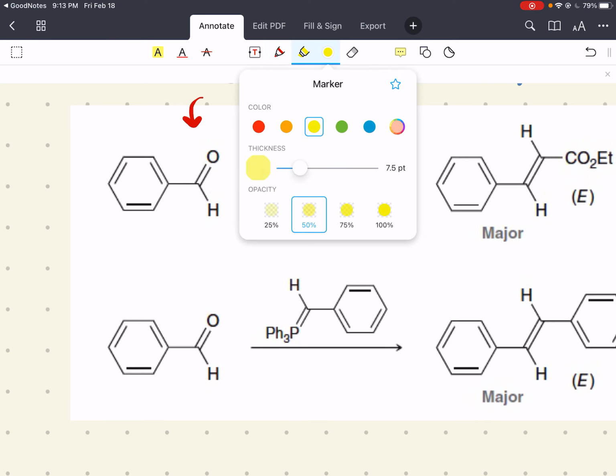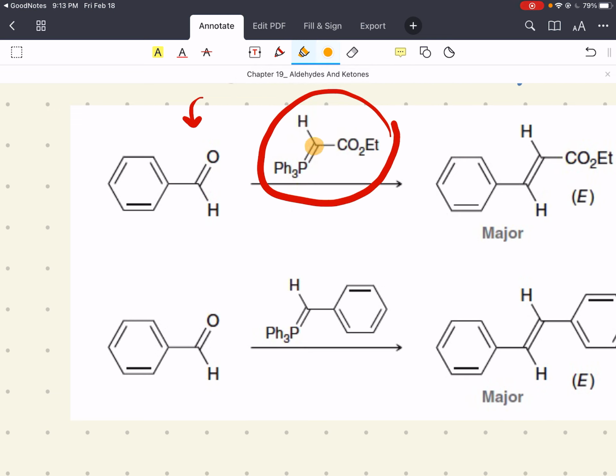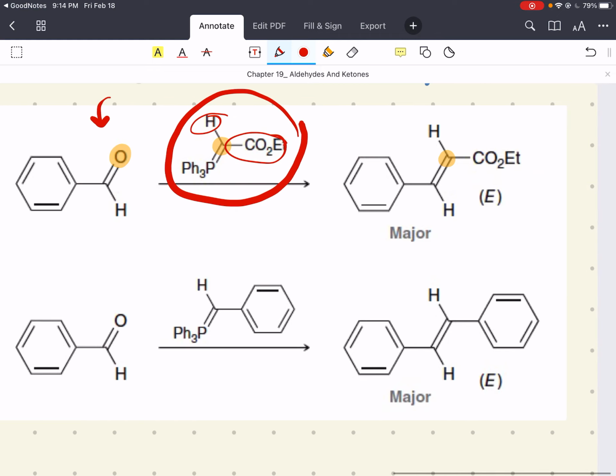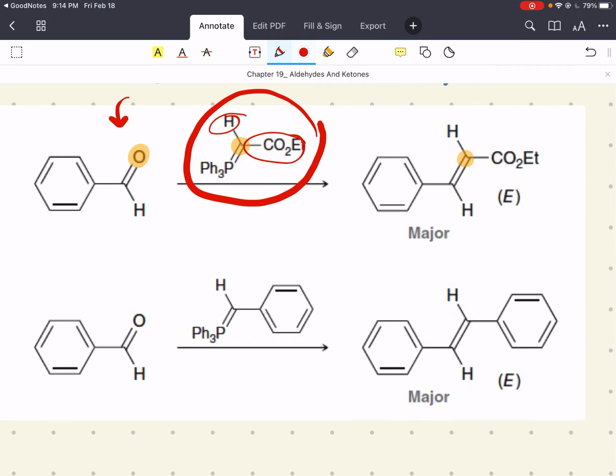Let me do it in orange. Here's the carbon that we're going to switch out with the oxygen. That oxygen is no longer going to be an oxygen. It's going to turn into a carbon in our product. Now, the question is, which side should we add the two groups that are attached to that carbon? Well, they go in the place where our major product is going to be trans.